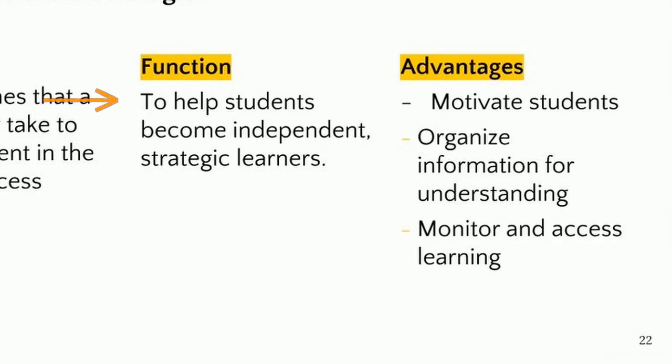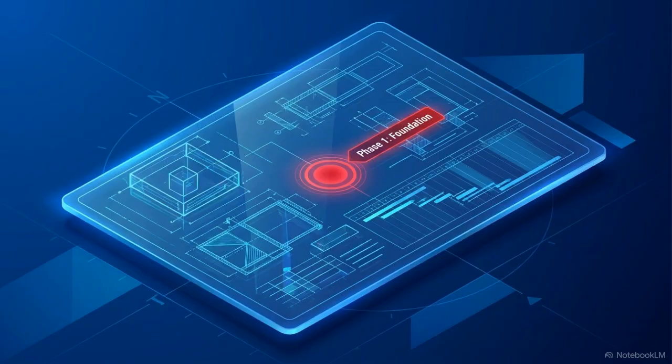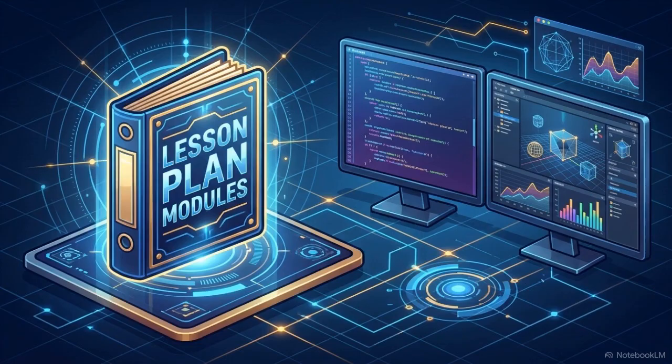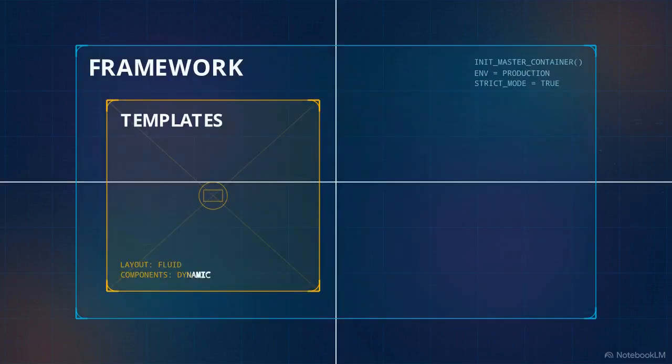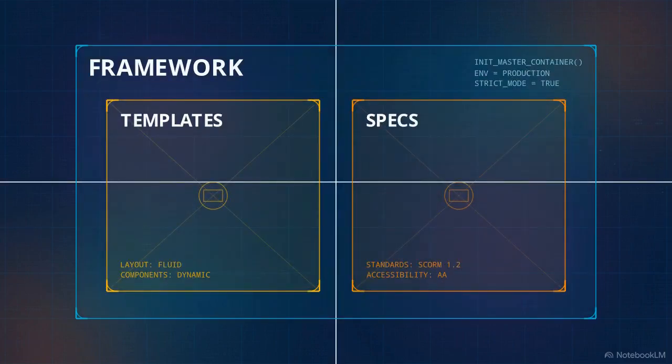them independent, strategic learners. This level of active engagement is a product of a phased development pipeline, a process with structural parallels to software and game design. Before a single line of educational content is finalized, the project begins in pre-production. This is where developers establish the core framework, build the templates, and define the development specifications for the module.